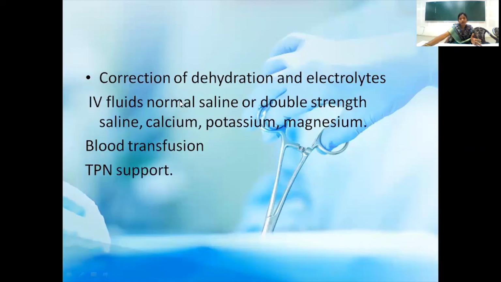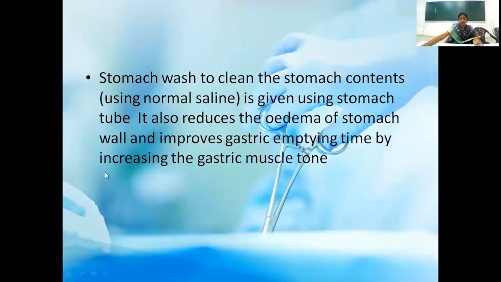Now, how do you treat adult gastric outlet obstruction? The first important step is correcting the dehydration and electrolytes. Dehydration is corrected with the help of IV fluids, normal saline and double strength saline, or supplementation of calcium, potassium, magnesium. If the patient is anemic, then blood transfusion has to be done. And total parenteral nutrition support also. As the patient is not taking anything orally, you have to supplement with TPN, total parenteral nutrition.